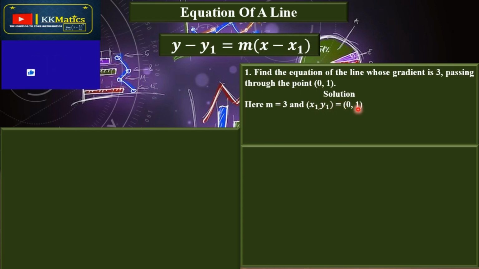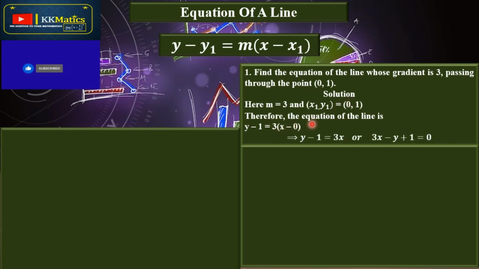And so we fix those values in, therefore we say the equation of the line would be y minus, as we said, the y subscript 1, that is 1, equals the gradient, which is 3, in brackets x minus 0. And so this implies that we have y minus 1 equals 3x. We can write in this form or in that form. It's all the same.